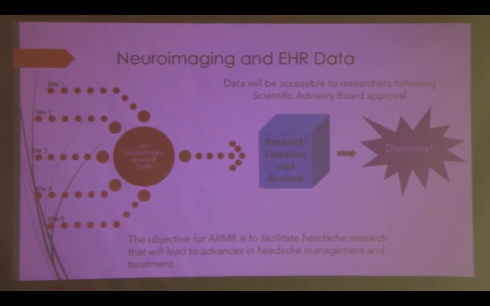And as I mentioned, there will be integration of neuroimaging and electronic medical record information. This is a schematic to describe how we're using that information. Again, the goal is to take all of the neuroimages, of course, de-identified, from every single site that's enrolling for ARMOR, integrate that, and see if we can make discoveries related to patients' brain morphology in migraines and other headache disorders. Again, we're trying to capture data from all over and from all types of headache.